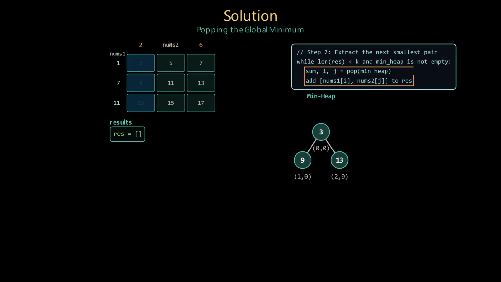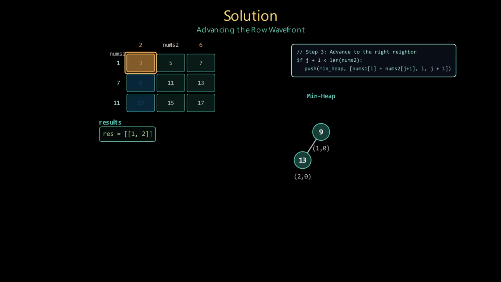Now we enter our primary collection loop, which will run exactly k times. In each iteration, we pop the absolute smallest sum element sitting at the root of our heap. We extract its tracked matrix indexes, reconstruct the original pair elements from our input arrays, and commit them directly to our final results list.